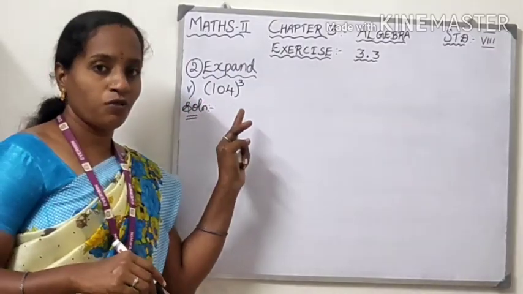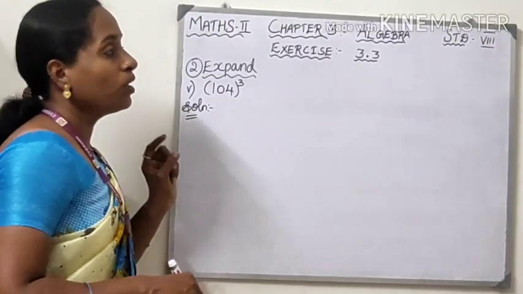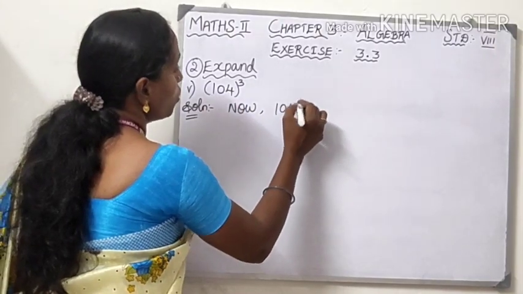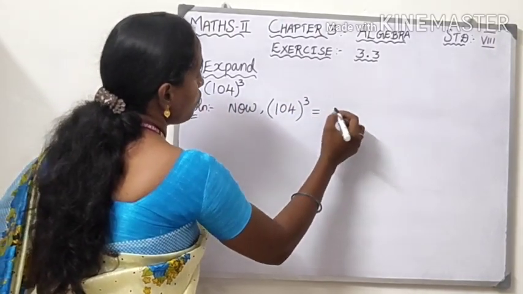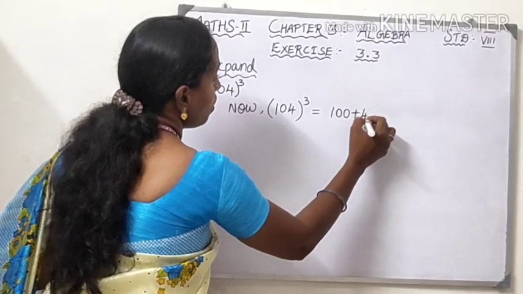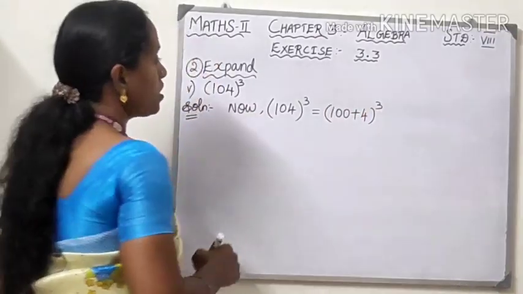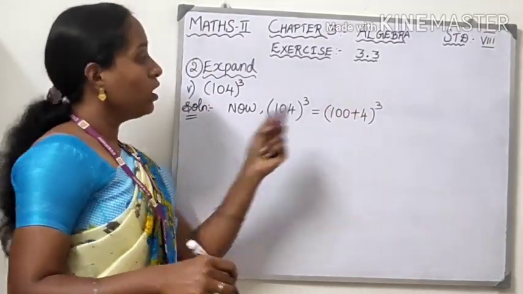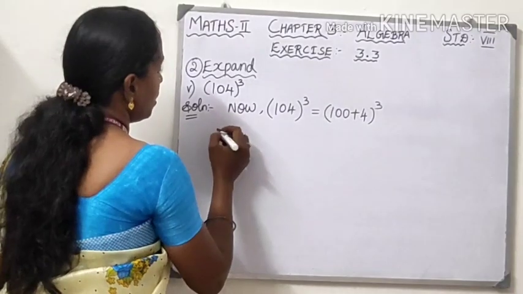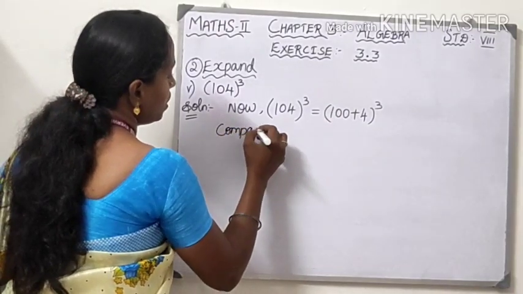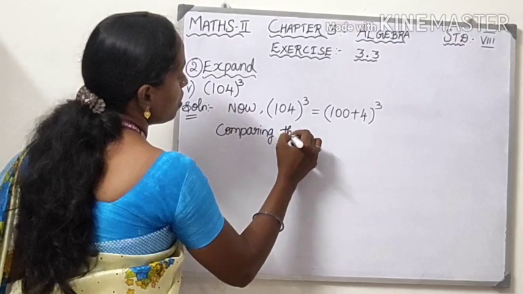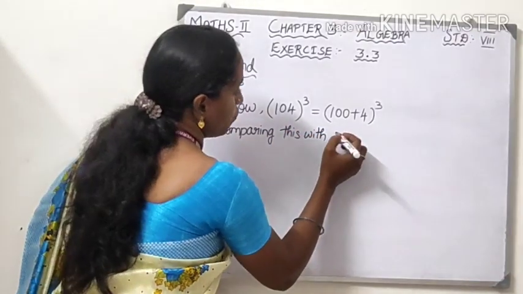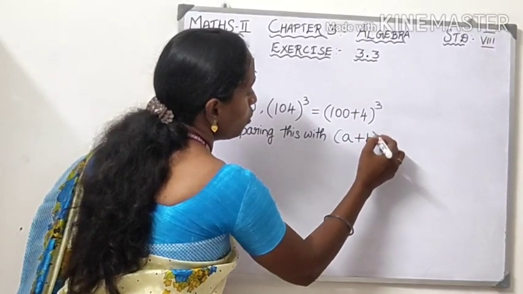Now we are going to see the fifth subdivision, (104) the whole cube. So now what we are going to do is this (104) the whole cube can be written in the form (100 plus 4) the whole cube. Yes or no? 100 plus 4 we will get back 104. So now we are going to compare this one, 104, comparing this with, so what is the identity? Yes, of course it is (a plus b) the whole cube.